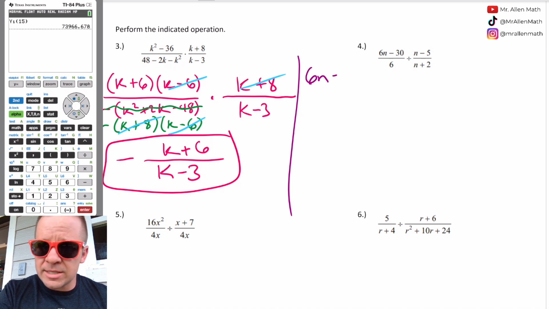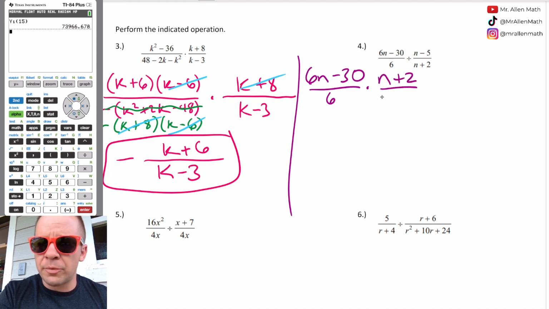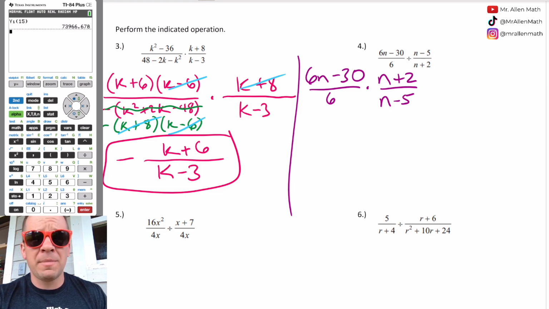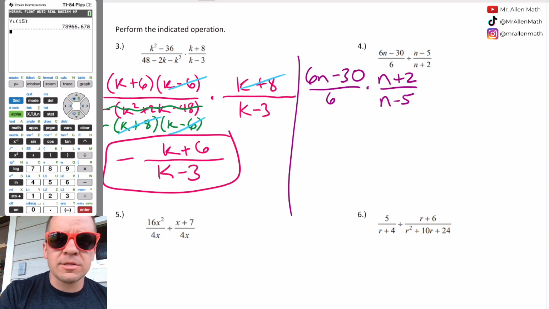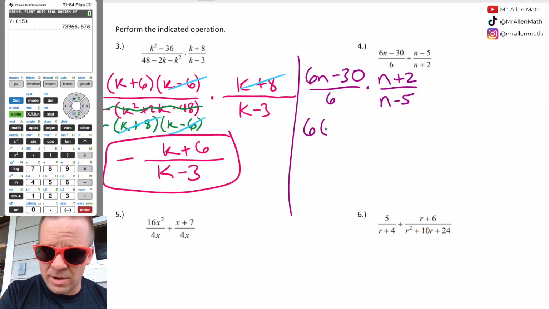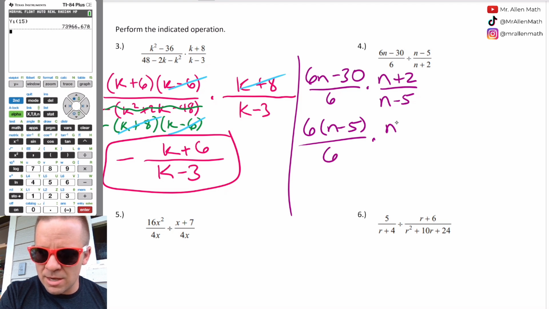All right, 6n minus 30. People love their little sayings. Keep, change, flip. Come on. We're gonna multiply by the reciprocal. Okay, I'm using big boy terms, right? Adult math terms, right? Okay, so now I'm gonna factor out that GCF of that 6 there. I got 6, and then we have n minus 5 over 6 times n plus 2 over n minus 5.